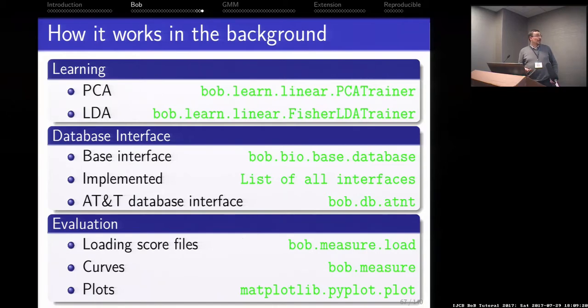And the evaluation actually works with Bob Measure. To load the score files, we can use bob.measure.load. To generate the curves, we use Bob Measure, which has the functions to generate the ROC curve, the DET, and everything. And finally, we are plotting with Matplotlib.